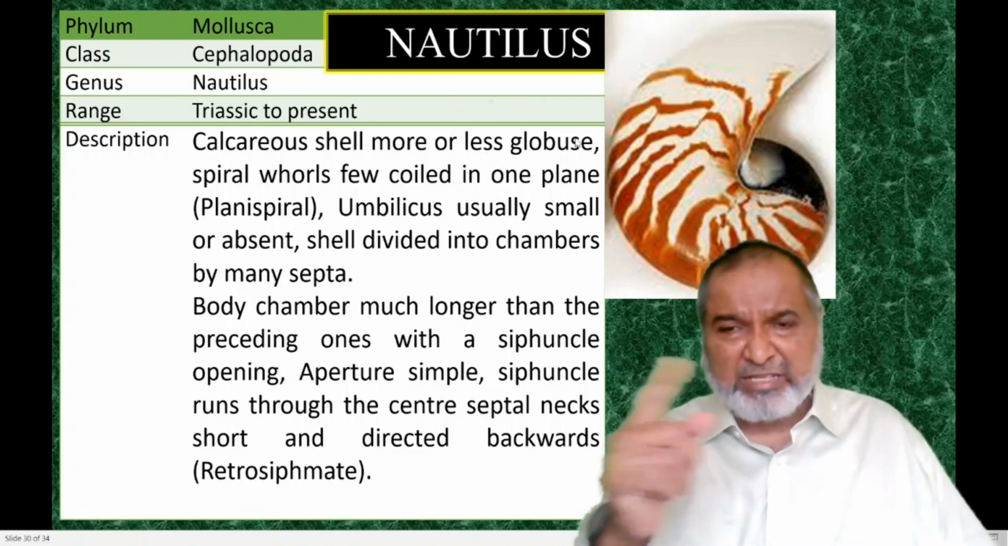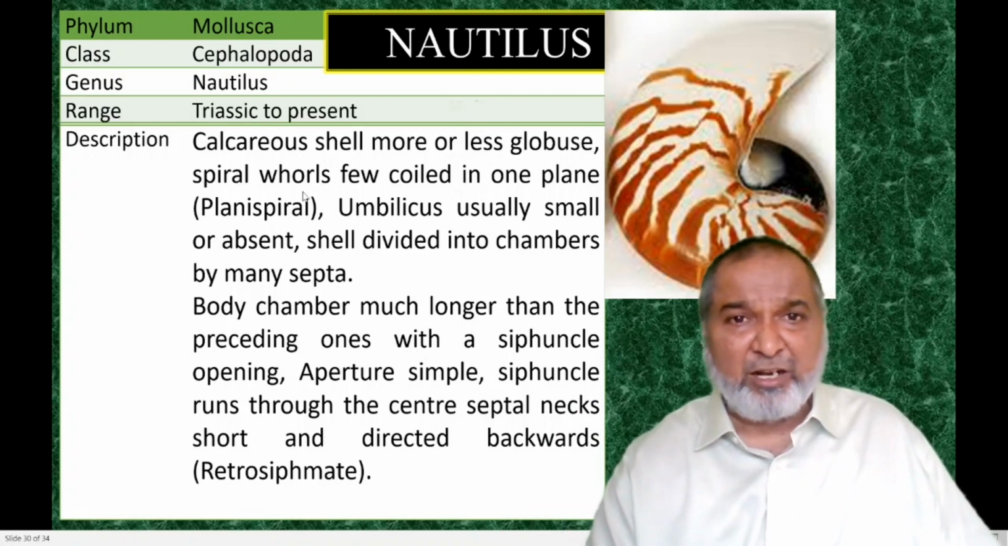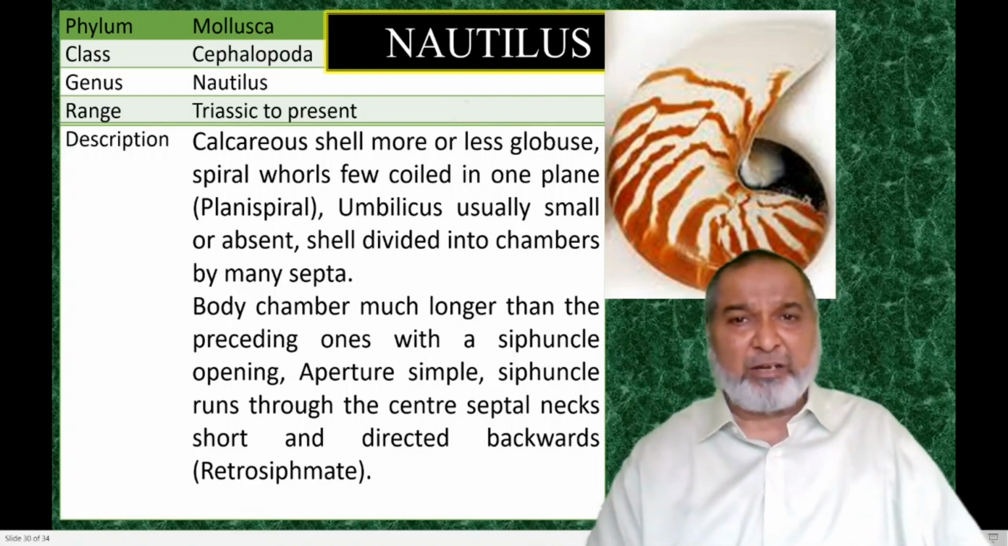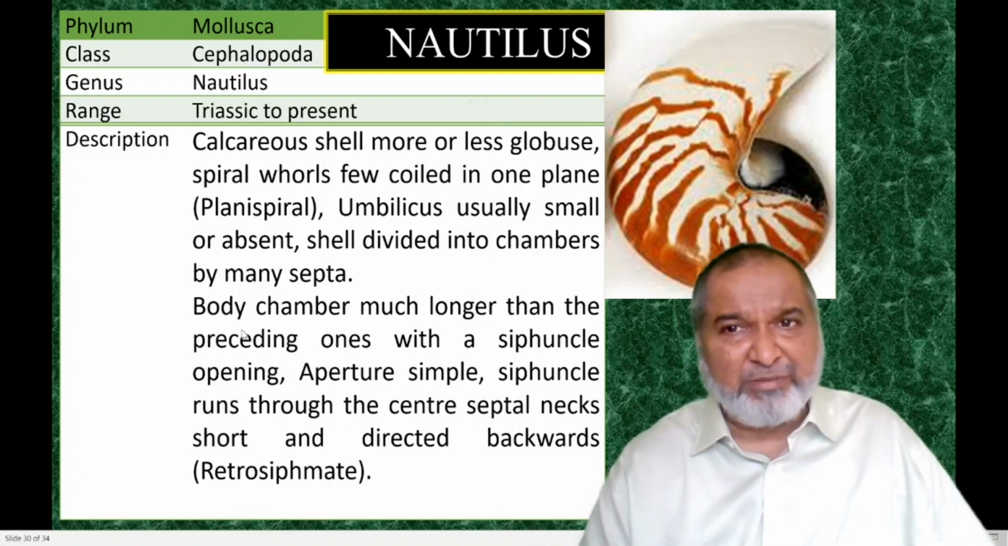More or less globulous. Yes, globule is there. Spiral whorl, few coils, and one plane planispiral. Along the single plane, the coiling has taken place. Umbilicus usually small or absent. You could not see the inner part.